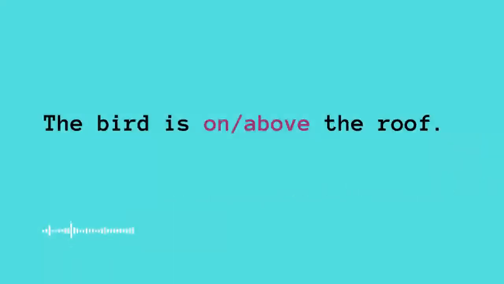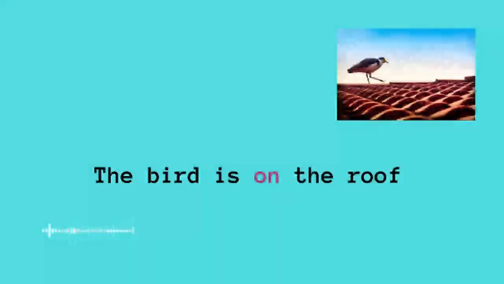The bird is on the roof or above the roof. What is the difference between the two of them? If we look at the first one, the bird is on the roof. Let's have a look at the picture. Is the bird touching the roof? Yes. In this case we use on.